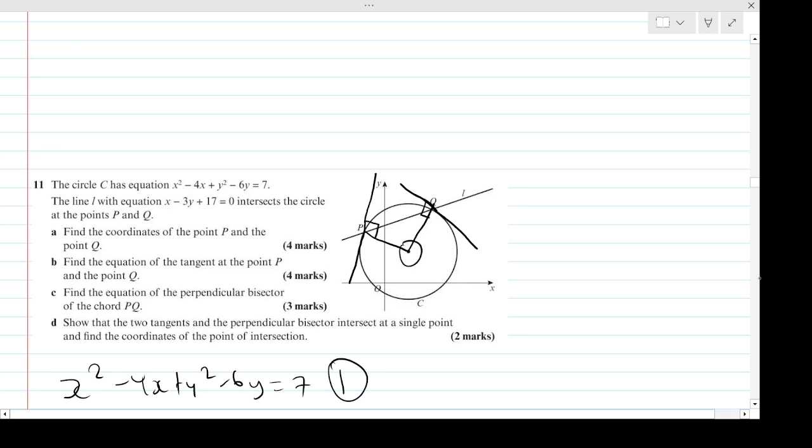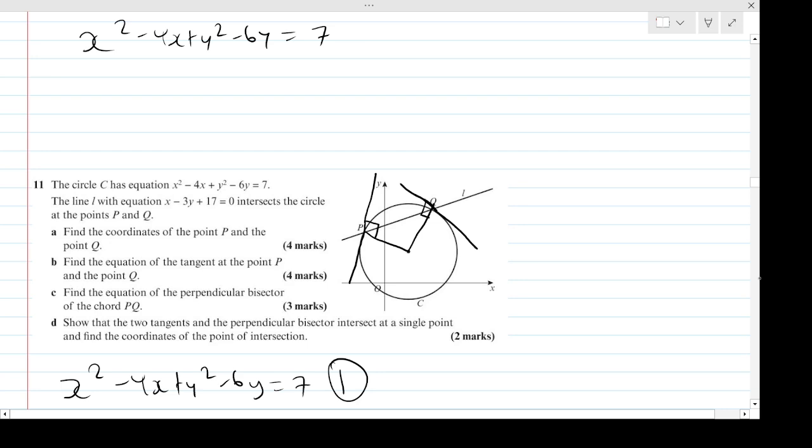However, I need to know the centre to work out the gradient of the radius, to work out the centre of the circle to find the gradient of the radius. Okay, but I know how to work that out again. I'll probably do that up here actually. I can complete the square on this to then find the centre.